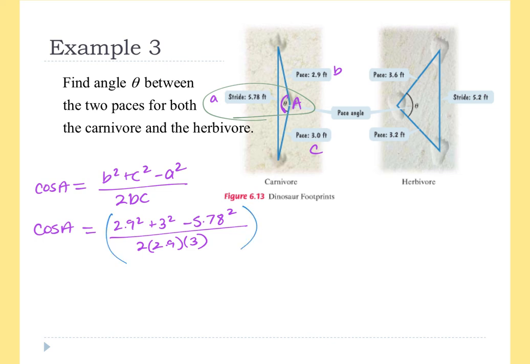So I'm going to inverse cosine that whole thing. 2.9 squared plus 3 squared minus 5.78 squared. Close the parentheses. Divided by, open the parentheses again, 2 times 2.9 times 3. And I get angle A is 156.85, because it didn't give me something to round to, so I do 2 decimal places.